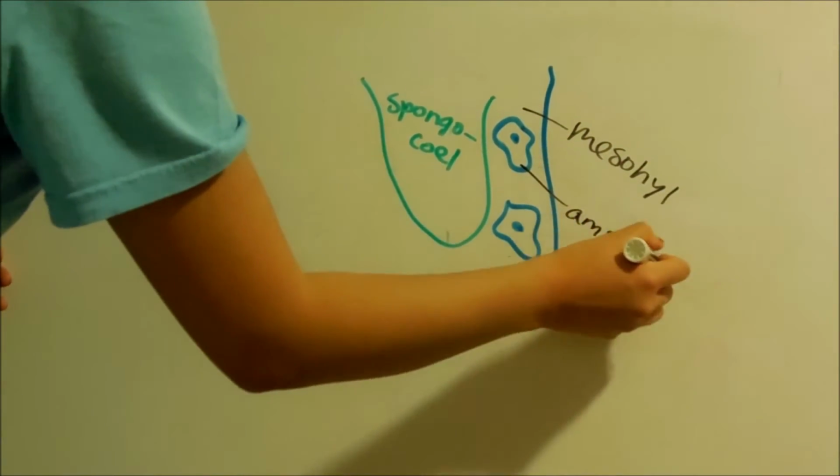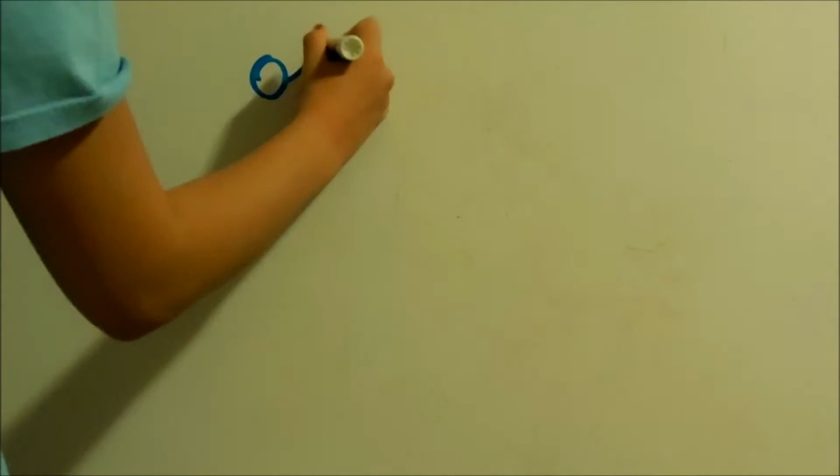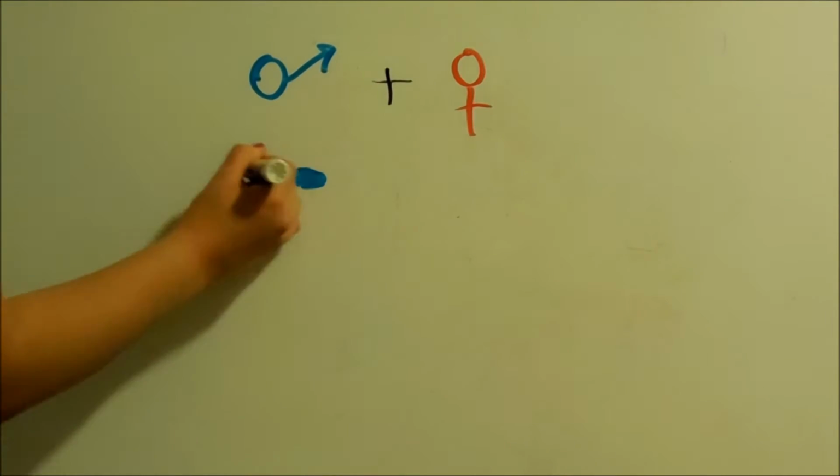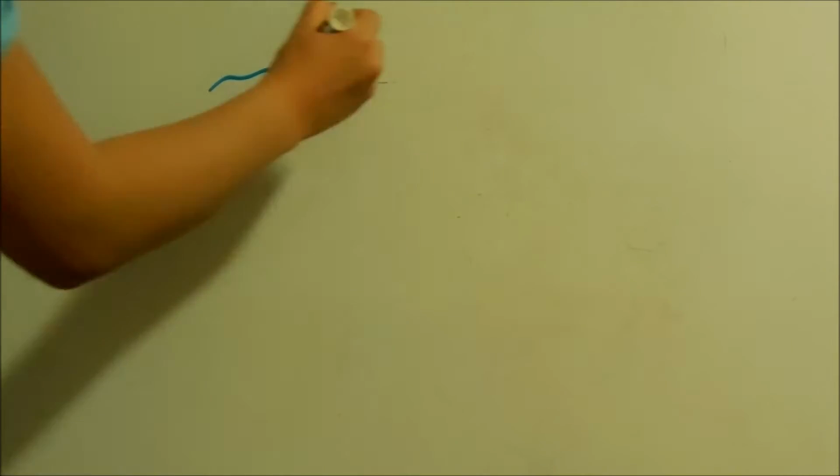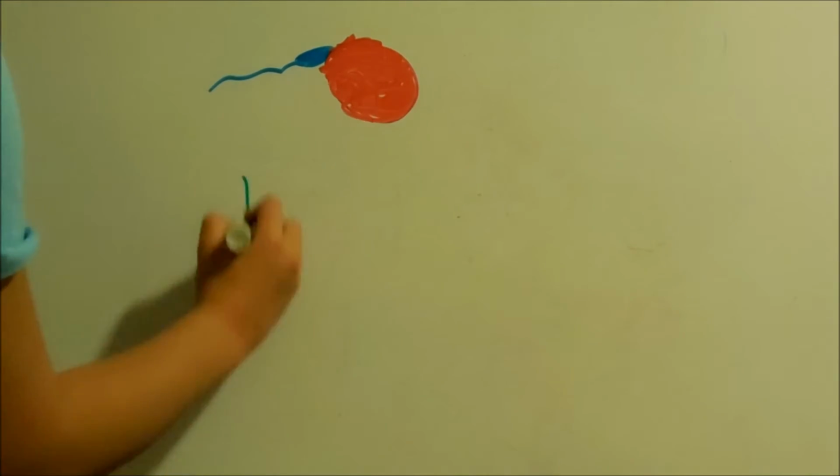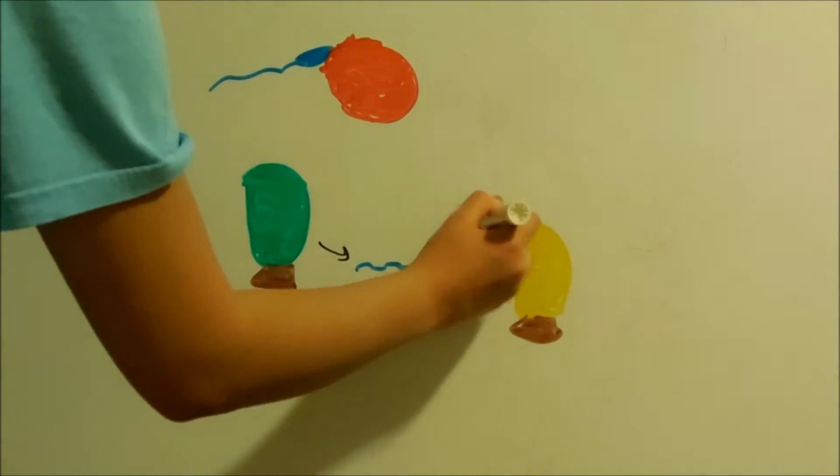Their bodies consist of two layers of cells separated by a gelatinous region called the mesohyl, which is comprised of amoebocytes. Did you know sponges are hermaphrodites? Each sponge produces both sperm and egg cells. Fertilization occurs when sperm from one sponge is carried by the current into a different sponge.